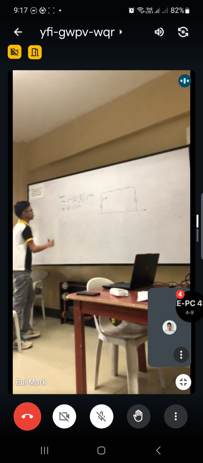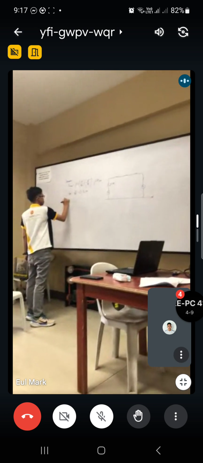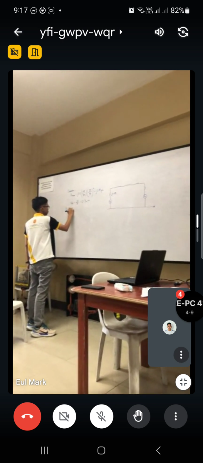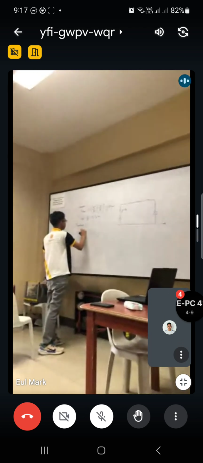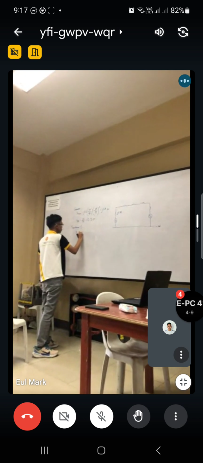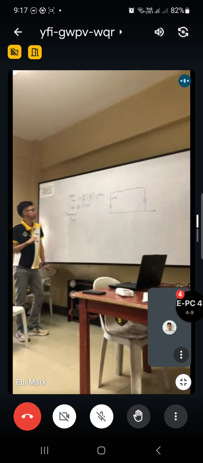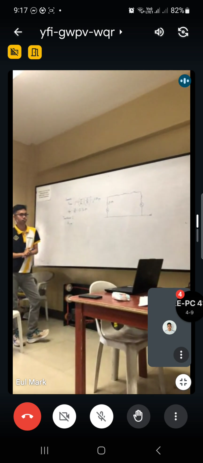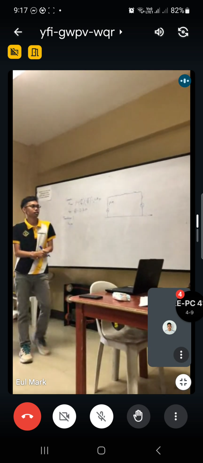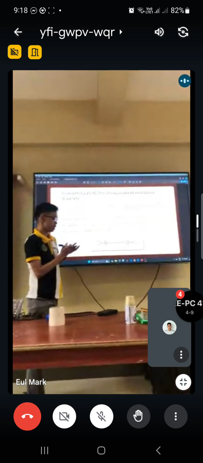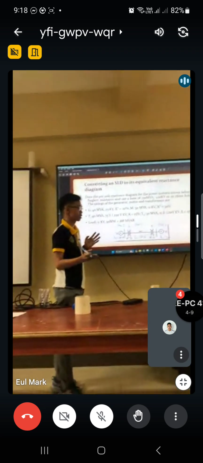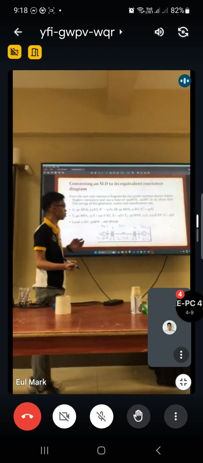Okay. How about our transformer one? You give me now the new transformer 1. You try. The problem with this is that the primary side is connected to zone 1. The secondary side is connected to zone 2.